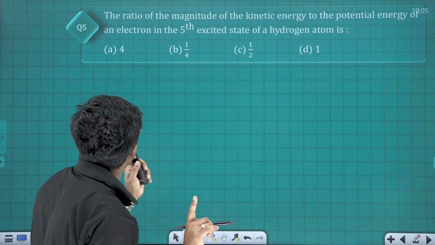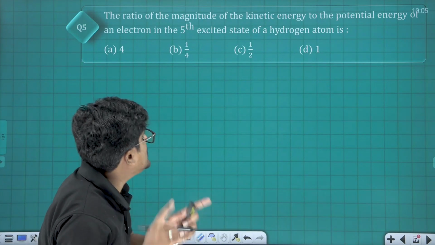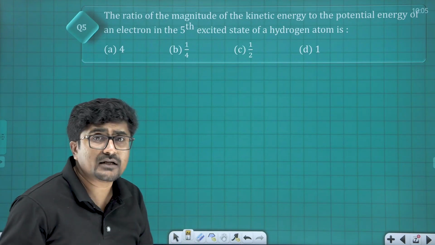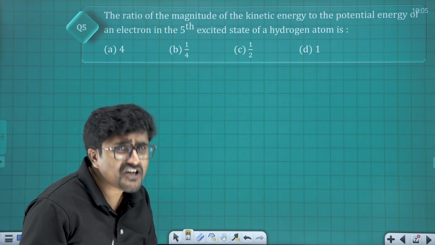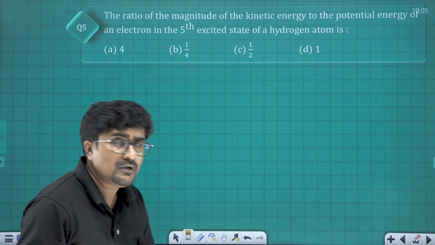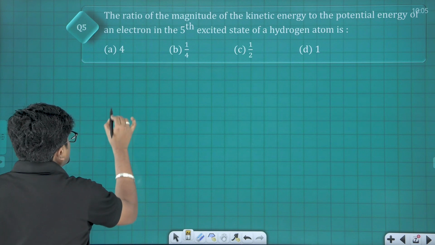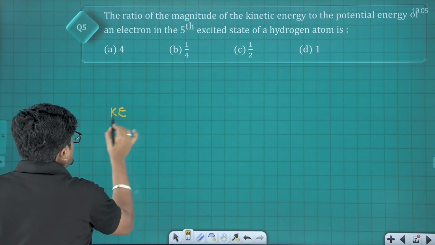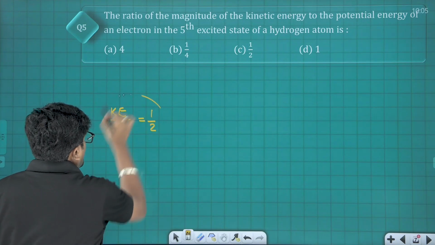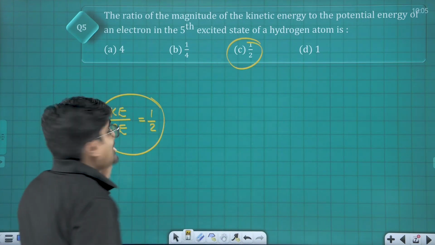Next is question number 5, and question number 5 says the ratio of magnitude of kinetic energy to potential energy of an electron in fifth excited state is. We all know that potential energy is negative of 2 times kinetic energy. Alright, so the ratio of kinetic energy to potential energy they are asking. So basically this is 1/2. That means option C must be the correct answer.